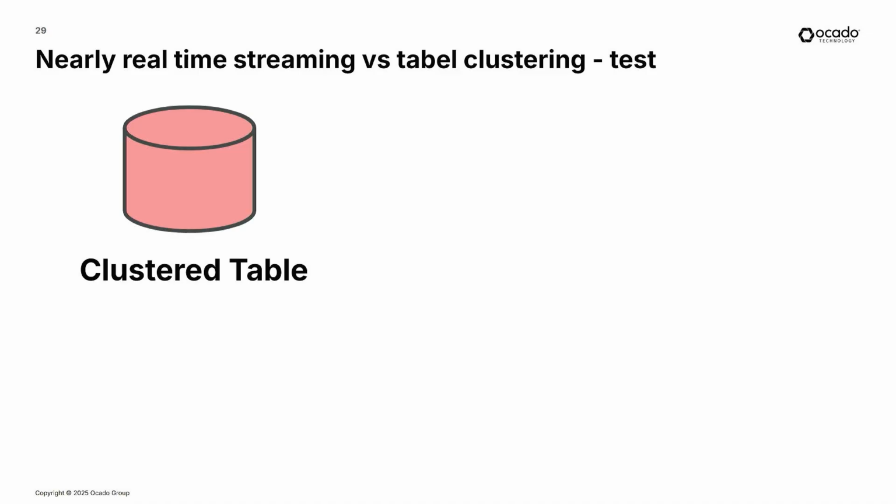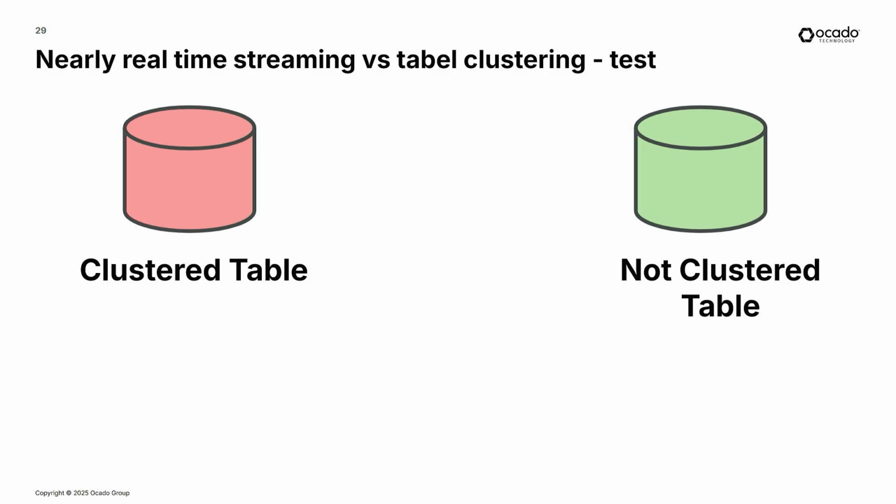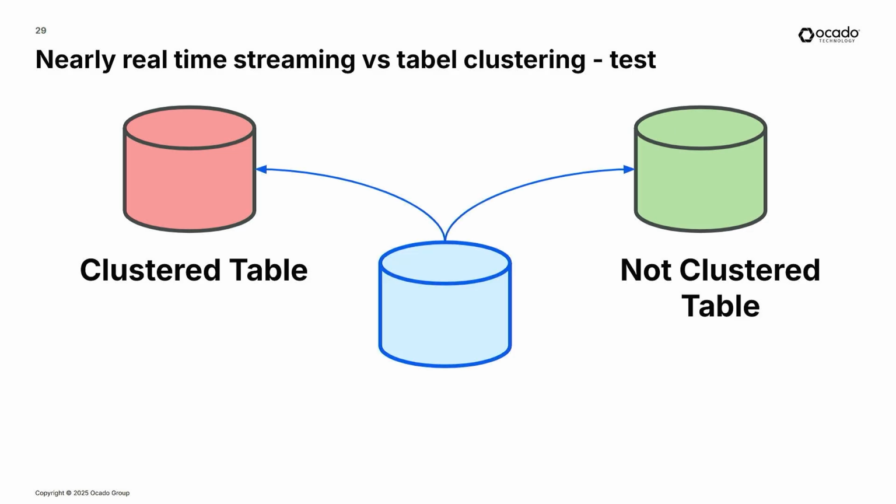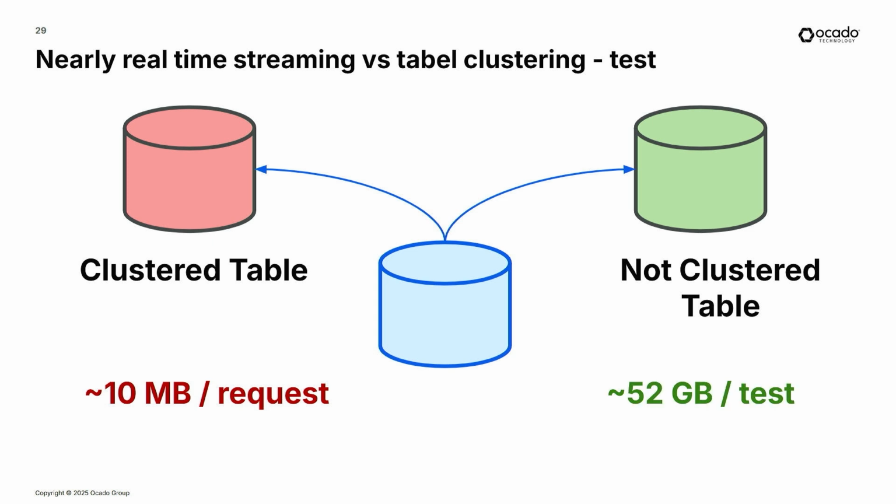We have two tables, one is clustered and second is not clustered. And we are constantly streaming the data in micro batches, 10 megabytes per each request. And during the test, it took several hours, we streamed 52 gigabytes of the data to each table. The clustered table is clustered on a column with 5 distinct values, only 5, low cardinality, and the data inside this clustering column is distributed equally.